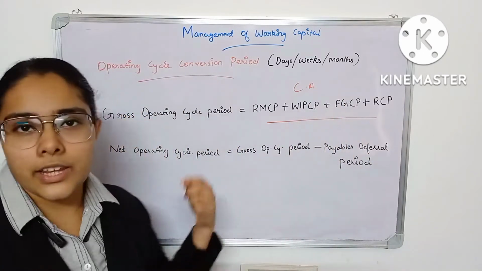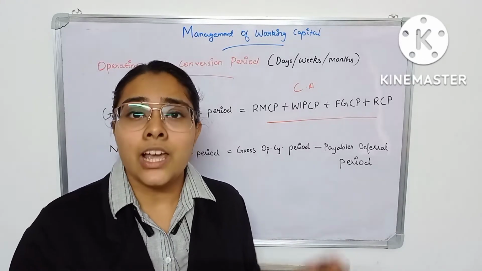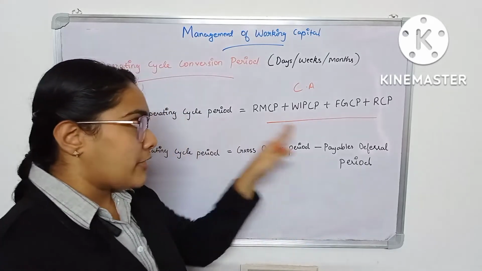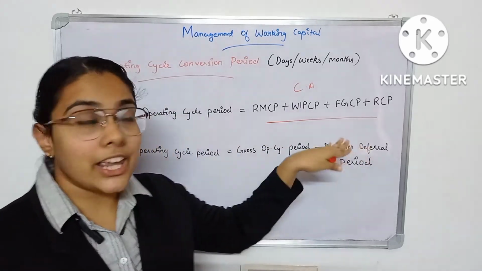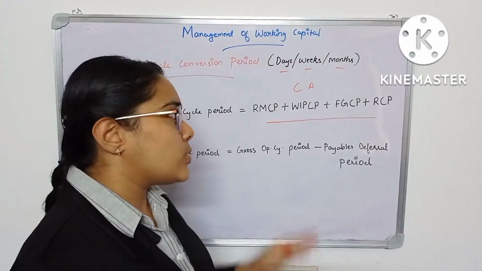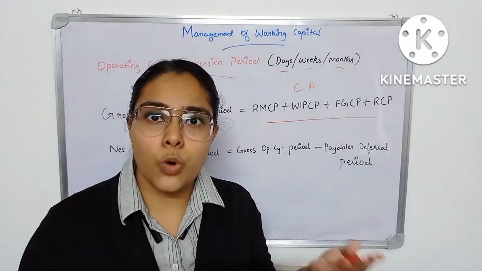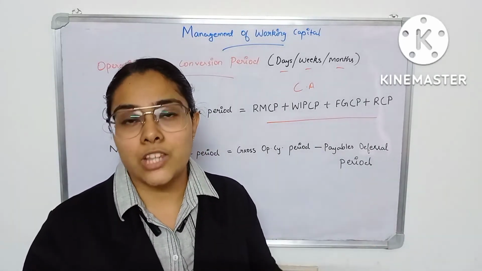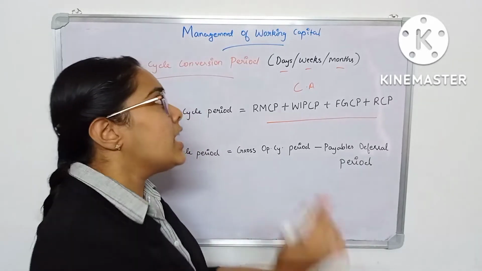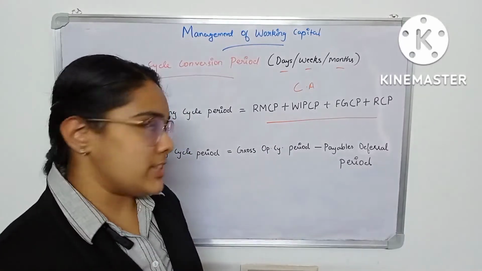And in the last class I have already told you that gross working capital is given by taking the total of current assets. So that is what I have taken here, provided it is given in days, weeks or months. So that is the difference. When you are finding working capital, that will be given in amount, and when you are calculating conversion period, that will be given in days, months or even weeks. That is the only difference here.